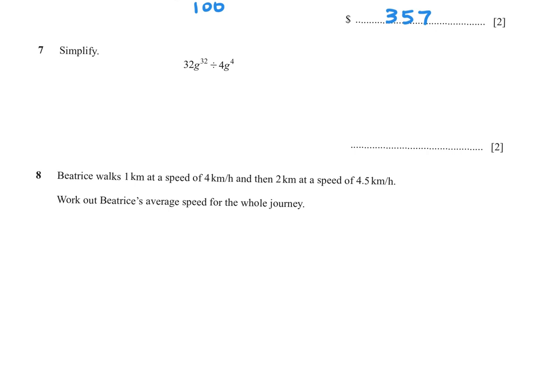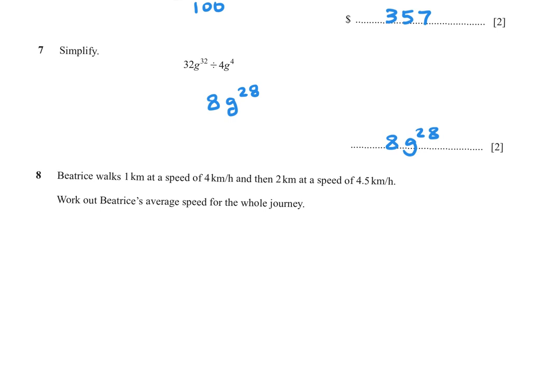Number 7, simplify. 32 g to the power 32 divided by 4 g to the power 4. 32 divided by 4 equals 8. g to the power 32 divided by g to the power 4, subtract the powers. So g to the power 32 minus 4, which is 28. So 8g to the power 28.